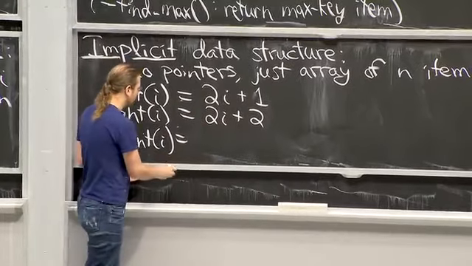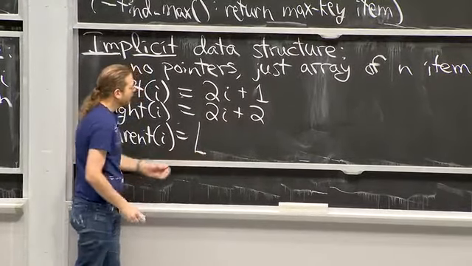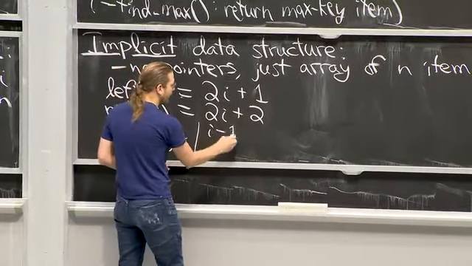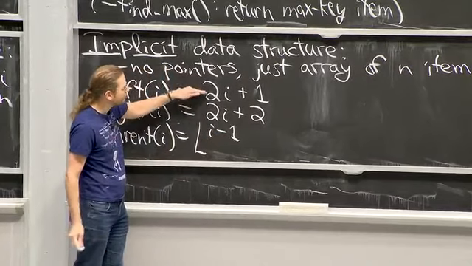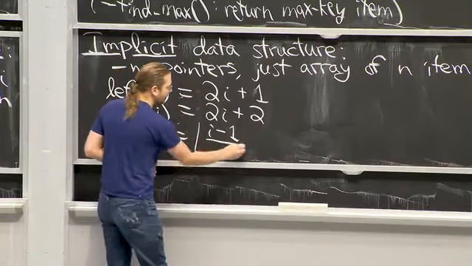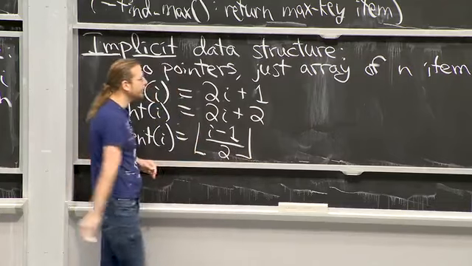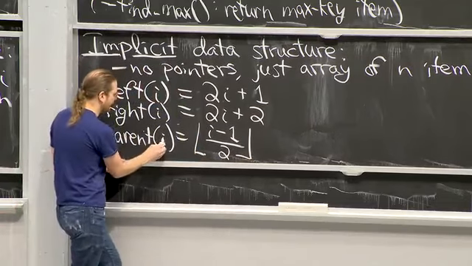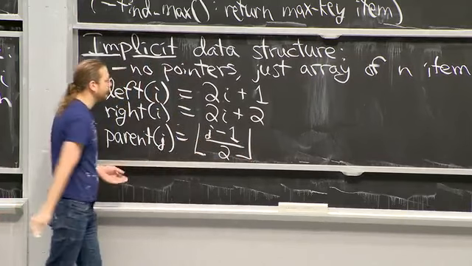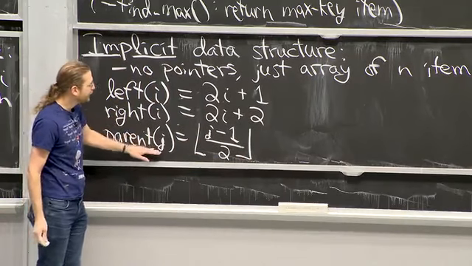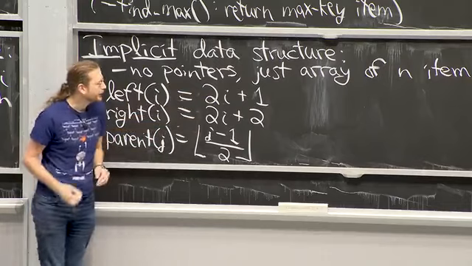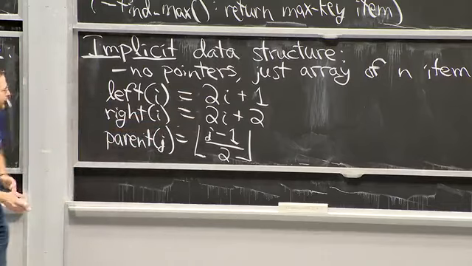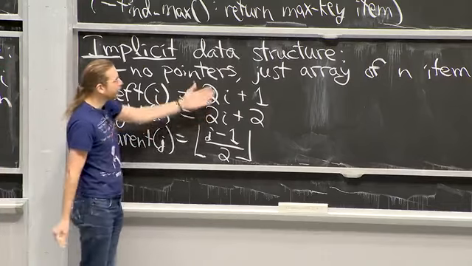And so if I subtract 1 from j, then I either get 2i or 2i plus 1. And then if I take an integer division by 2, I get i, the original i. Sorry, maybe I'll call this j to be clearer. So j is the left or right child. Then I can reconstruct i, which was the parent.